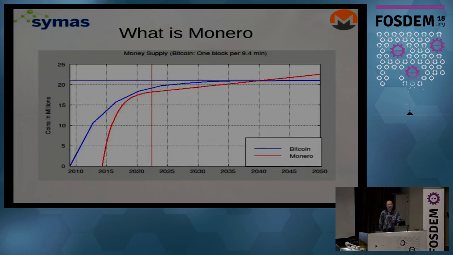So this graph just shows you the coin emission curve and the total number of coins that will ever exist. You can see that the blue line for Bitcoin eventually flattens out, no new coins ever get created. And the Monero curve actually continues. And the quantity of Monero versus Bitcoin will cross over in around the year 2040.